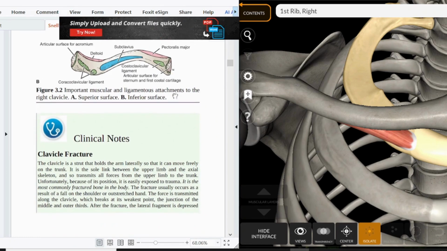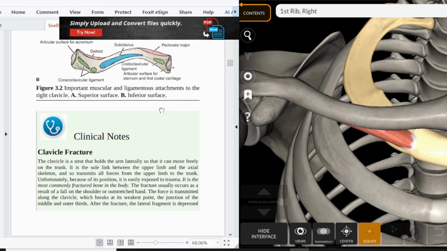Now let's move towards the clinical fractures. The clavicle is a strut. It is a rod that holds the arm laterally, so it can move freely on the trunk. It helps your arm transfer force, transferring the total force of the arm to the trunk. It is the sole link between the upper limb and the axial skeleton, and so transmits all the forces from the upper limb to the trunk.